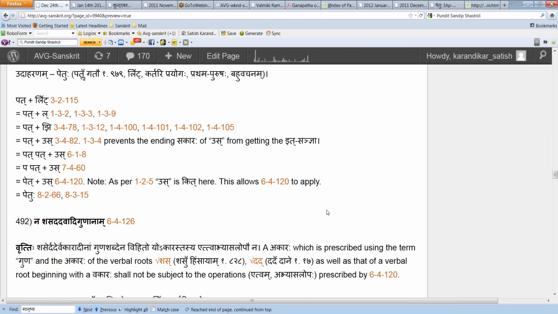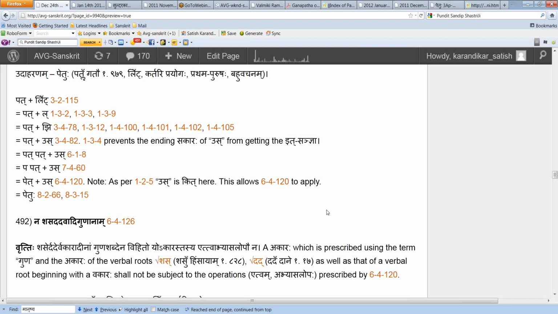It does not, because if dad was already disqualified, there was no need for Panini to say, in the case of dad, don't apply 6.4.120. The fact that this is the Nyapakam, the fact that Panini is saying that dad does not qualify for 6.4.120, which means that before it had qualified. If Panini had not said this, it was qualifying. That means that if by abhyasa charcha, you put the same letter in place of the same letter, that does not disqualify a dhatu from 6.4.120. I hope you're understanding what I'm saying.